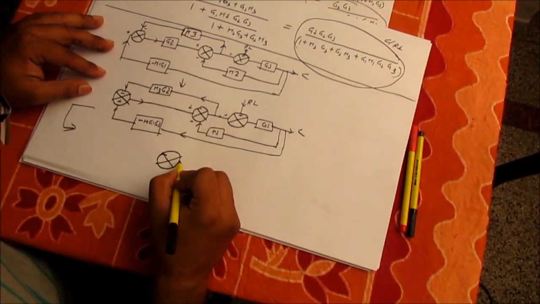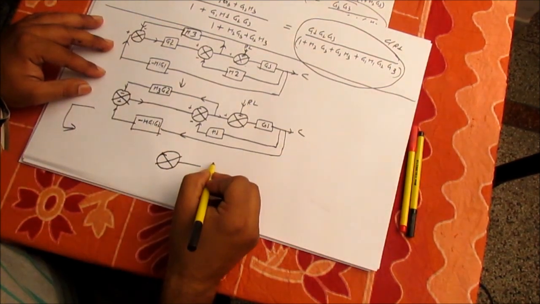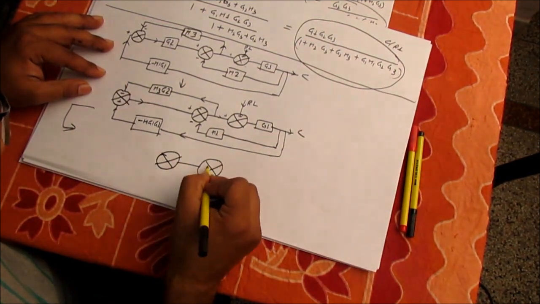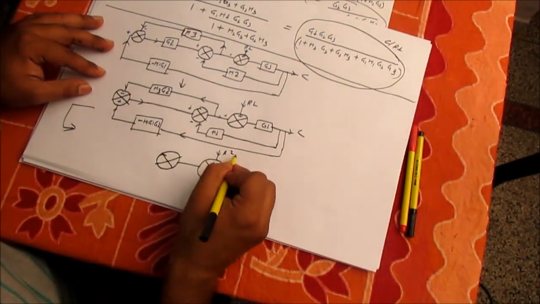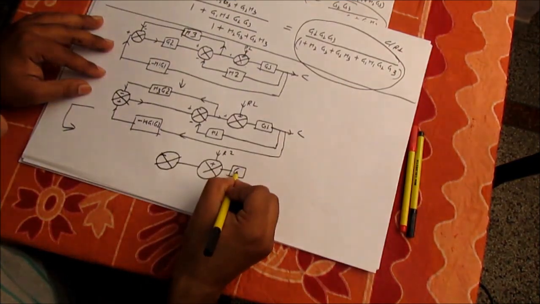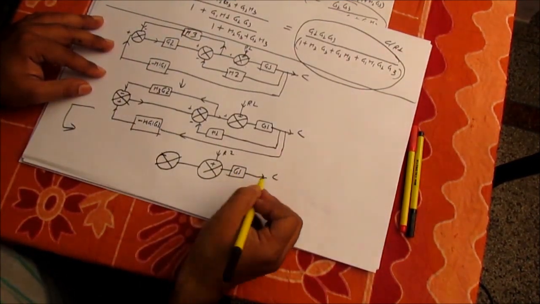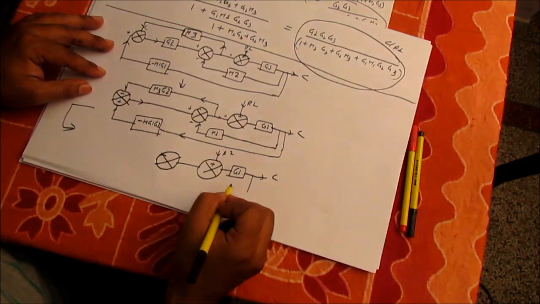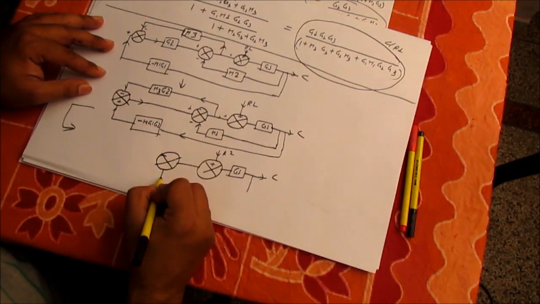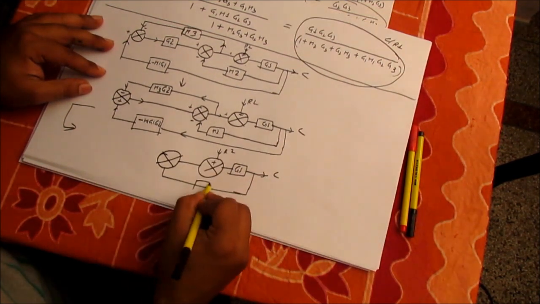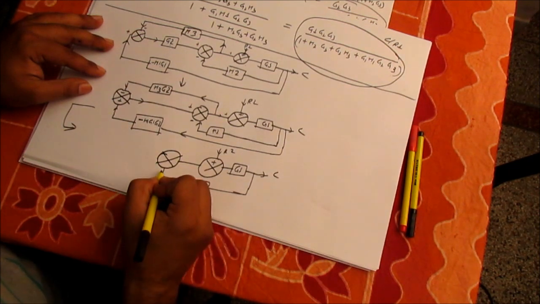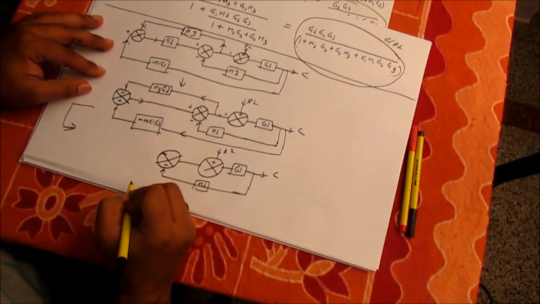Okay. Now this point is plus, this one is R2, this one is G3, this one is C. So this signal is coming here, H2 as usual, and this one is minus.